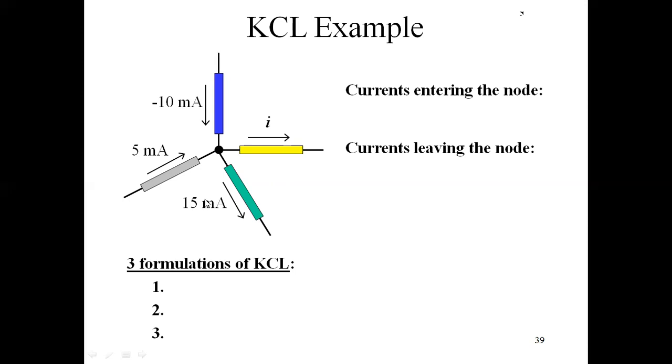Second formulation: the algebraic sum of the currents entering is equal to 0, and that time whatever the leaving current is, it will be considered negative. So I can write minus 10 milliamp plus 5 milliamp minus I minus 15 milliamp is equal to 0. And the third formulation: the sum of the currents leaving is equal to 0. That time you consider the incoming current as negative, meaning I plus 15 milliamp minus 5 milliamp plus 10 milliamp is equal to 0. And these three formulations are nothing but Kirchhoff's current law.